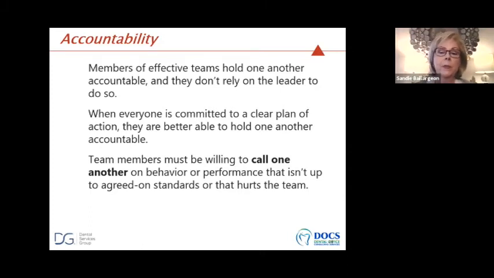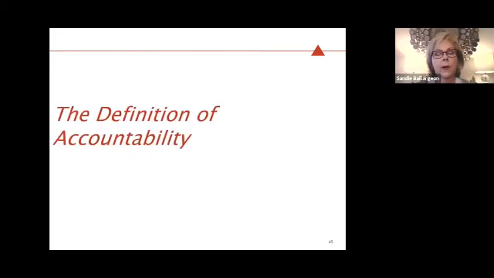Team members also must be willing to call one another out on behavior or performance that isn't up to agreed upon standards and will ultimately hurt the team. Especially if you have an office with team bonuses, if one person's not pulling their weight, that will drag everyone down. That's why accountability is so important. And once again, I will let Patrick speak.